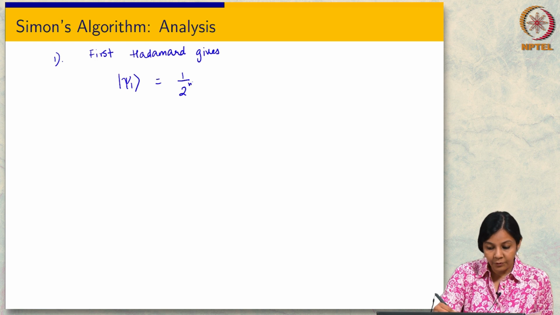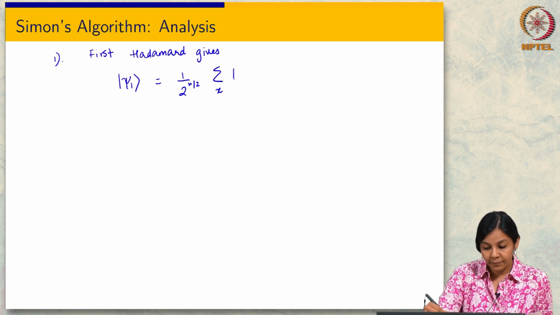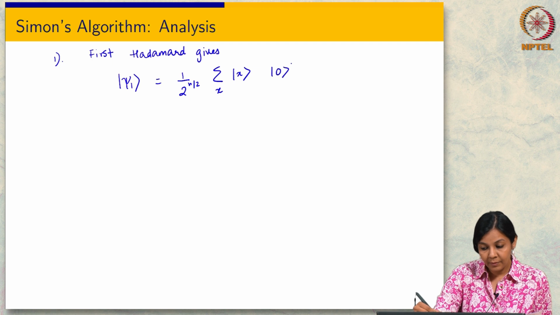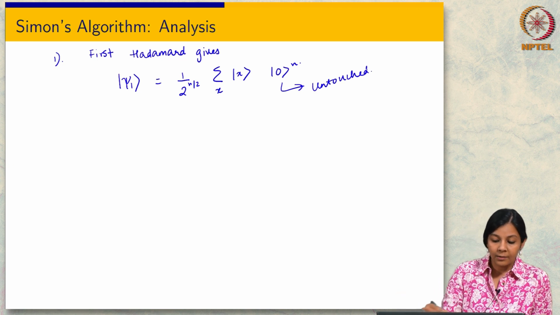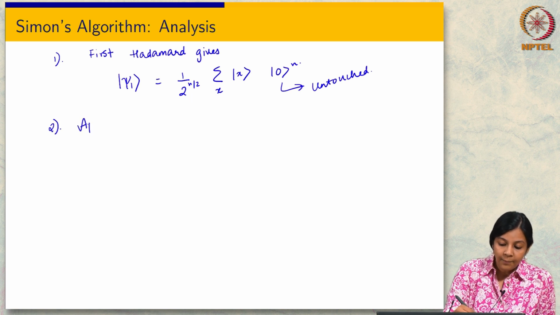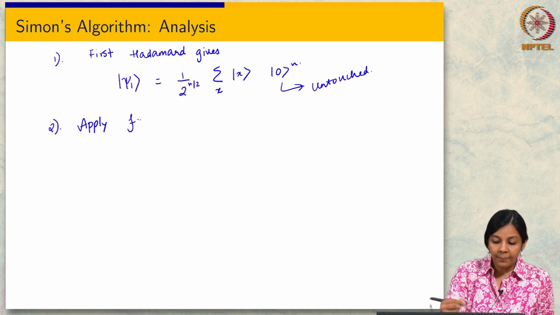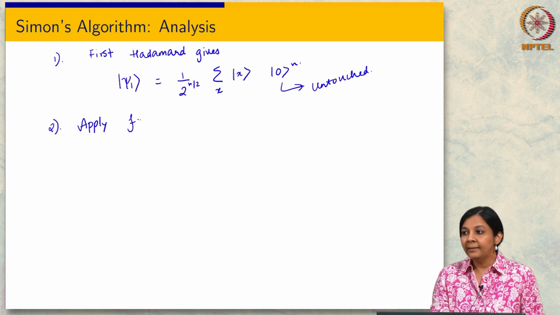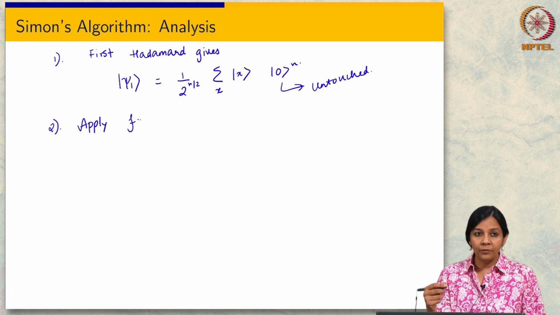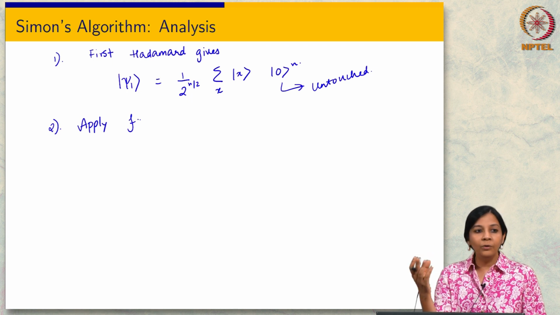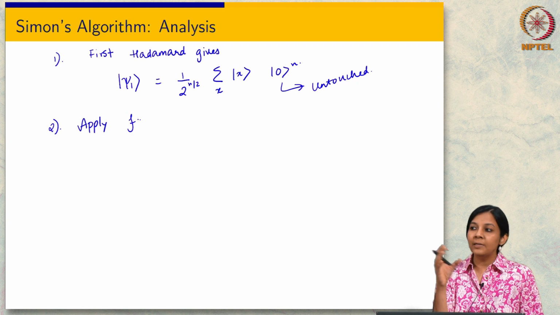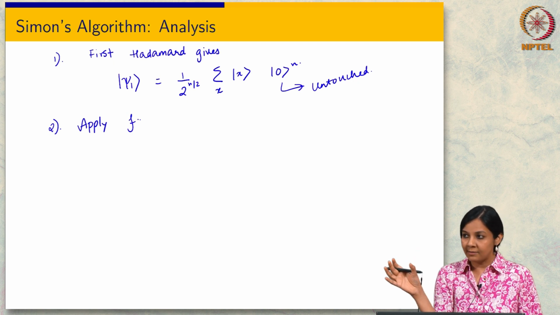So this is just going to give me this, right? Remember, we did not do anything to these last n bits, so this is all untouched. Now at the second step, what we do is apply f. And as I already said, since we did not do anything to the bottom n bits, we are not going to get phase kickback or anything; rather, we will just get f(x) in the last n registers.